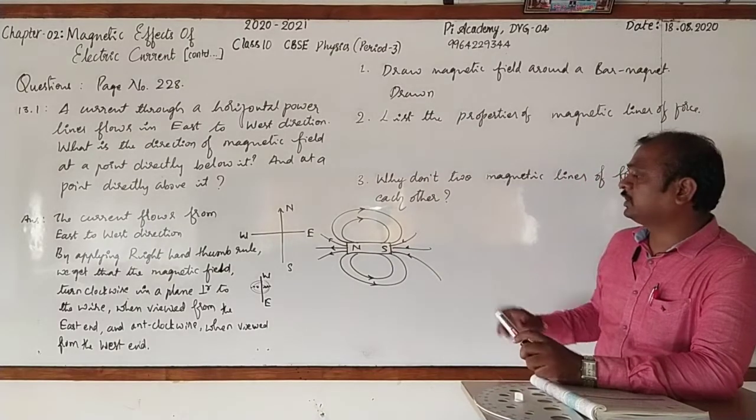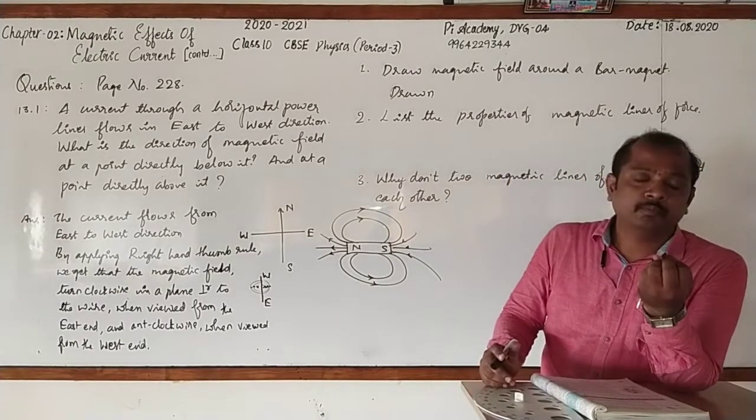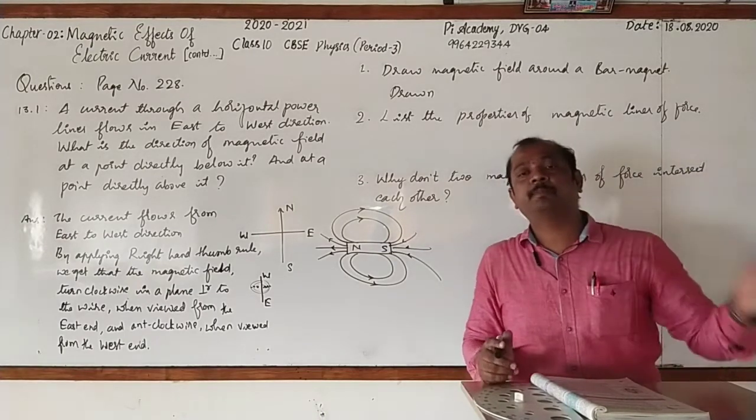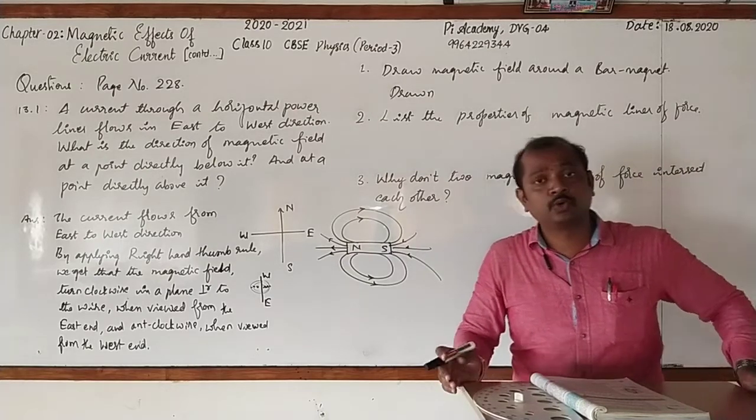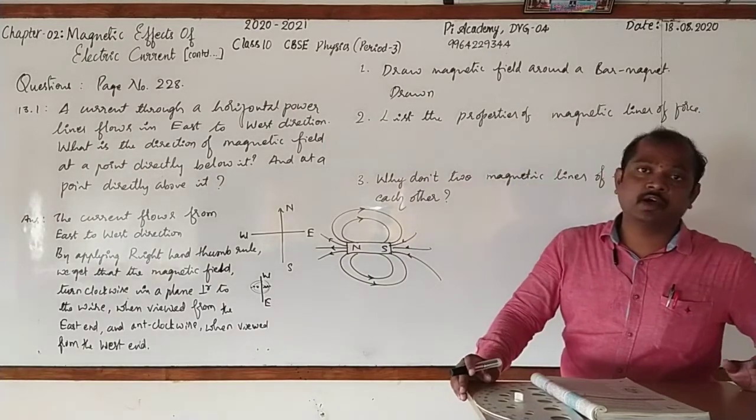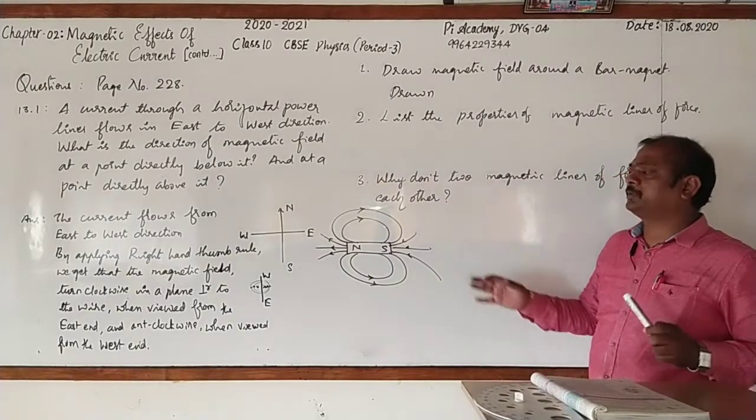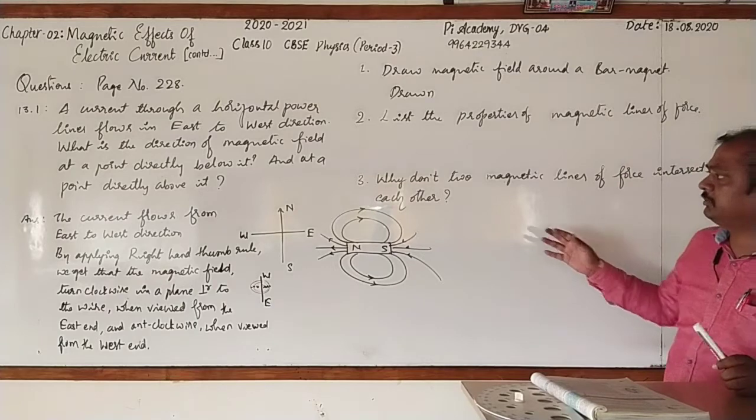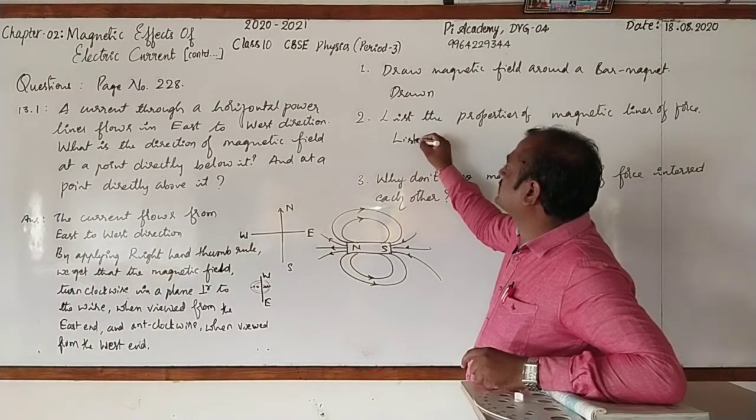Next, another one. The lines of force have so much strength that they can penetrate through materials like paper, glass, wood, stone, bones and all. Right? So these are some of the important properties. You will have to write them down. Next, third question. So these are already listed.